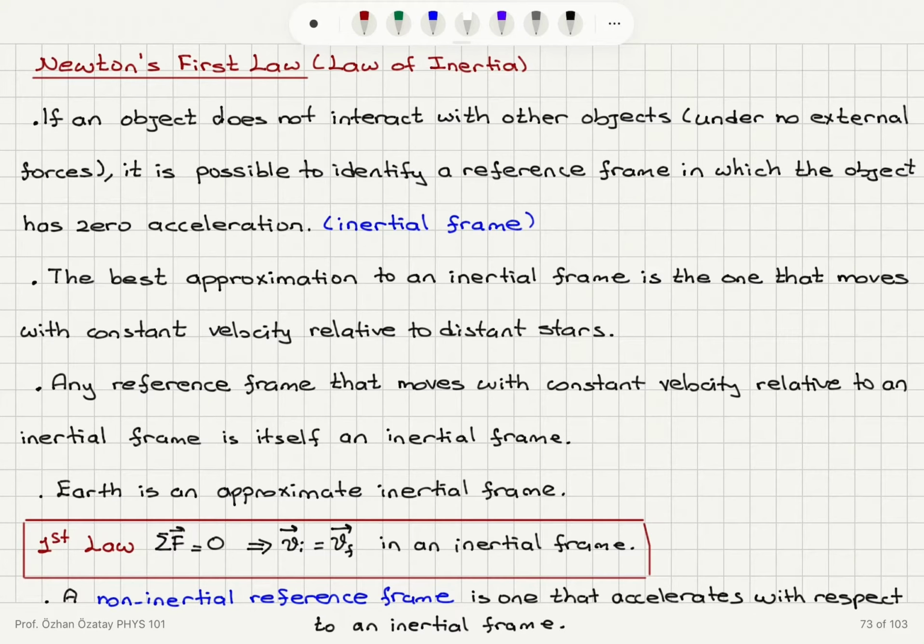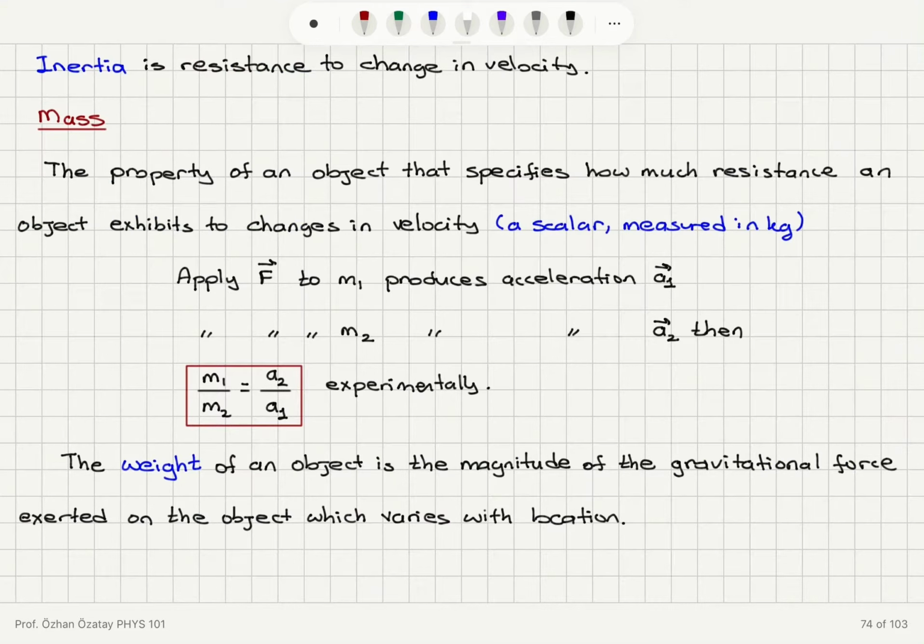So we're going to go back to this later on. And by the way, what is inertia? Inertia is the resistance to change in velocity. So that's basically a quantity that measures the resistance to change in velocity. So mass is an important property of an object that specifies how much resistance an object exhibits to change in velocity. So mass is the measure of the inertia of the object.